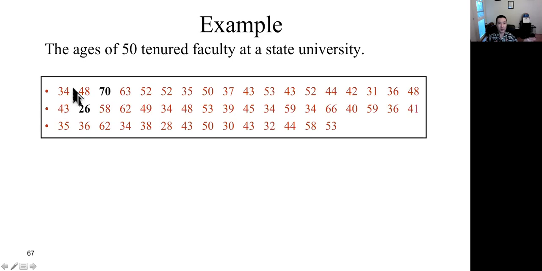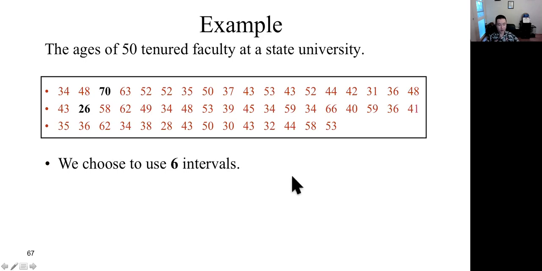So here shows the ages of 50 tenured professors at a certain university. So this is the raw data. The first step is we look at what is the smallest value, the youngest, 26, and what is the oldest, the 70. So that will determine the range. The range will cover 26 and 70, the smallest and the largest.